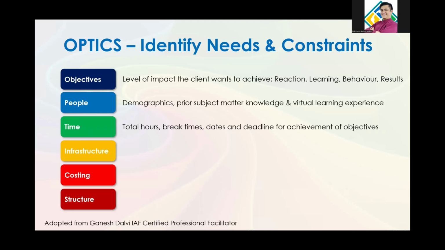We accidentally hit level 5, which was ROI, not level 1, which is reaction, or level 2, learning. We accidentally hit level 5. So we got learning, we got behavior change, we got results, and those results translated into a lot of money. So the ROI, the return on the investment, actually paid for the cost. The CEO was so happy. This year, they've been giving us another batch to do.